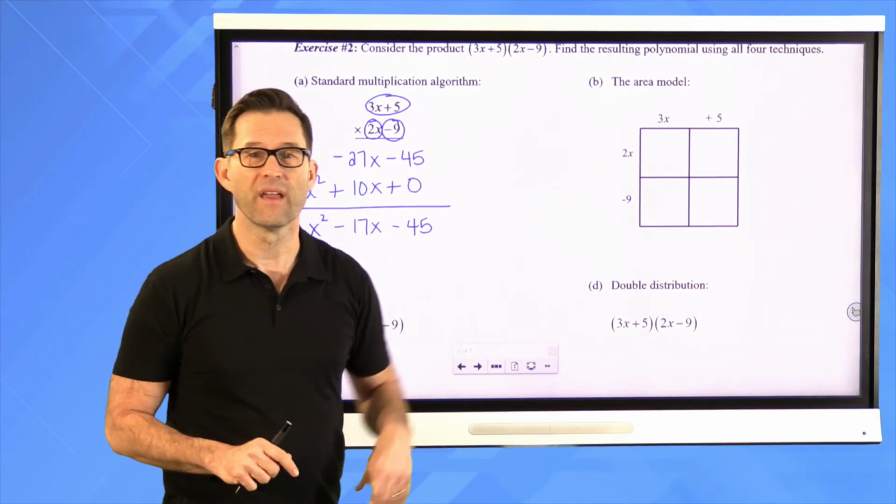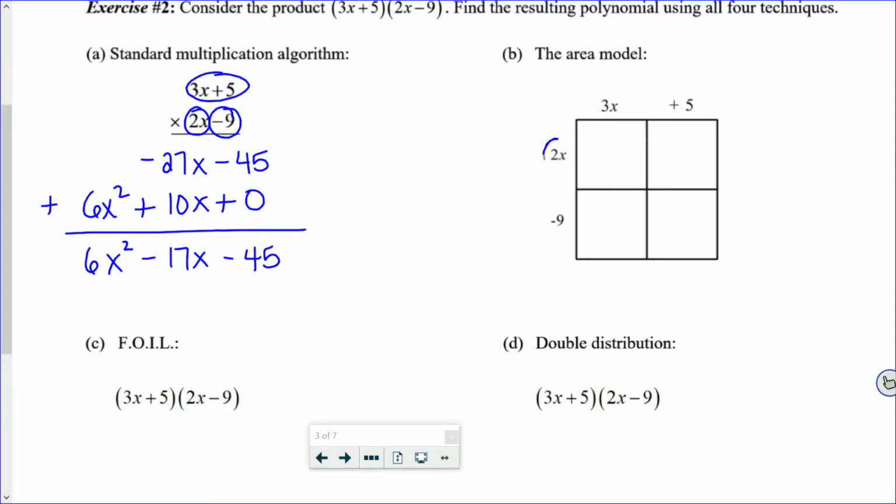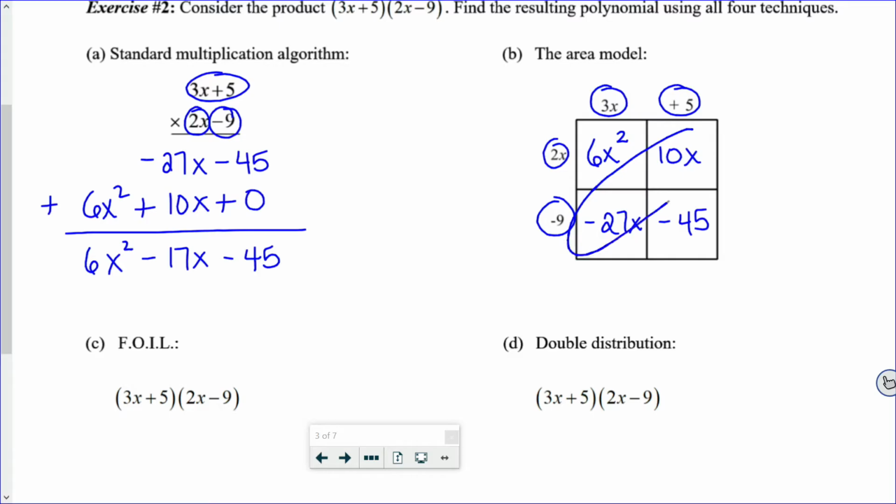All right, let's now jump to the area model. In the area model, the first thing I'm going to do is take my 2x and multiply it by my 3x, and that's going to be 6x². Then I'm going to do 2x times 5 and get 10x. Now I'll do -9 times 3x, and that'll be -27x. And now -9 times positive 5, which is -45. Remember, when we use areas, the only 2 things we're going to be able to combine are right there. We just want to add everything together. That's going to be 6x², -27x + 10x is -17x, and -45 again.